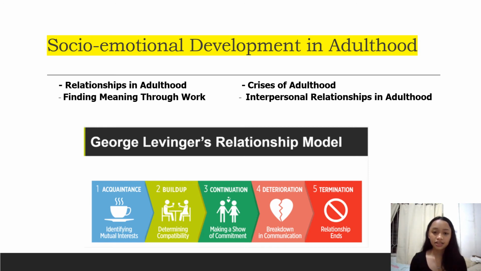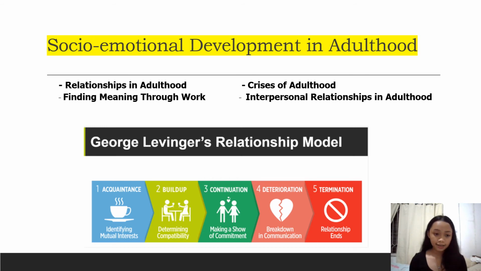So next is interpersonal relationships in adulthood. Interpersonal relationships are dynamic systems that change continuously during their existence, like living organisms, with a beginning, a lifespan, and an end. One of the most influential models of relationship development was proposed by the psychologist George Levinger. According to the model, the natural development of a relationship follows five stages.